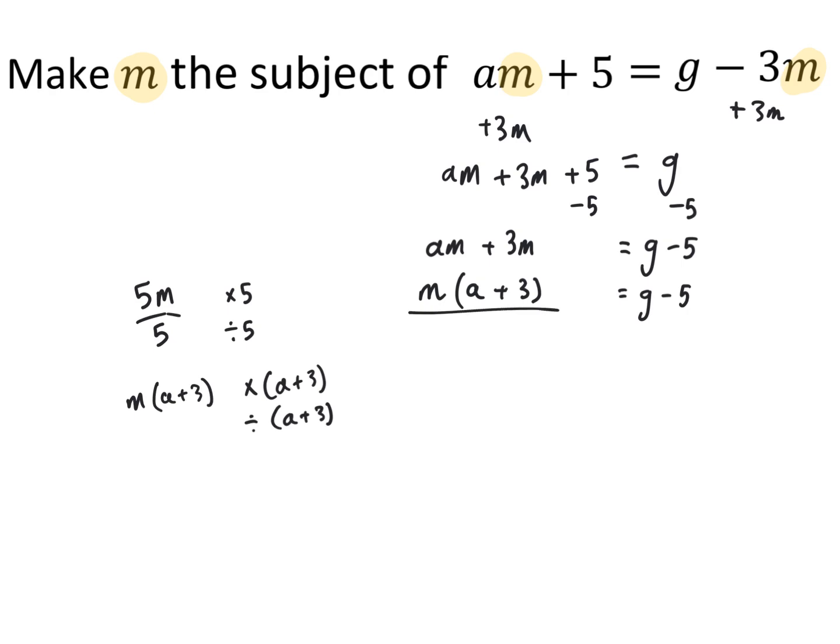So I am going to divide the left-hand side by a plus 3, and I'm going to divide the right-hand side by a plus 3. The multiplication and the division on the left-hand side are going to cancel out. It's going to leave me with an m. Common factor divides away. On the right-hand side, I've got g minus 5 divided by a plus 3. Now I can write this with or without brackets. It's entirely up to you.